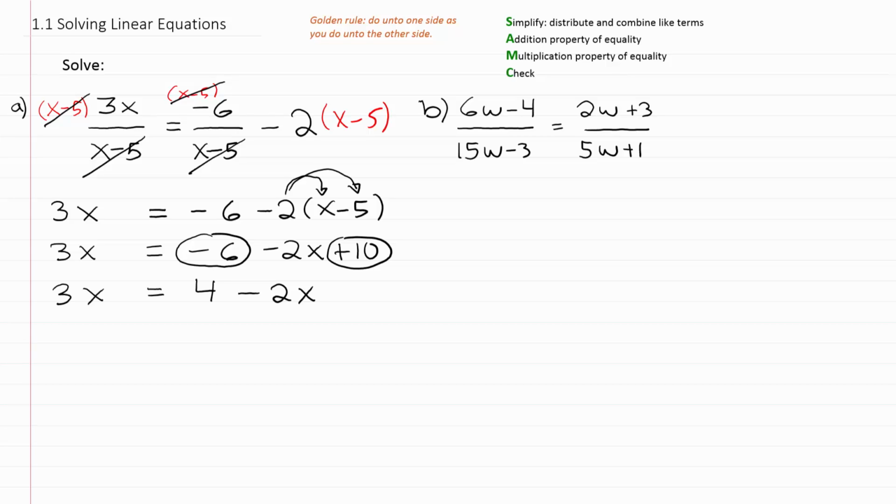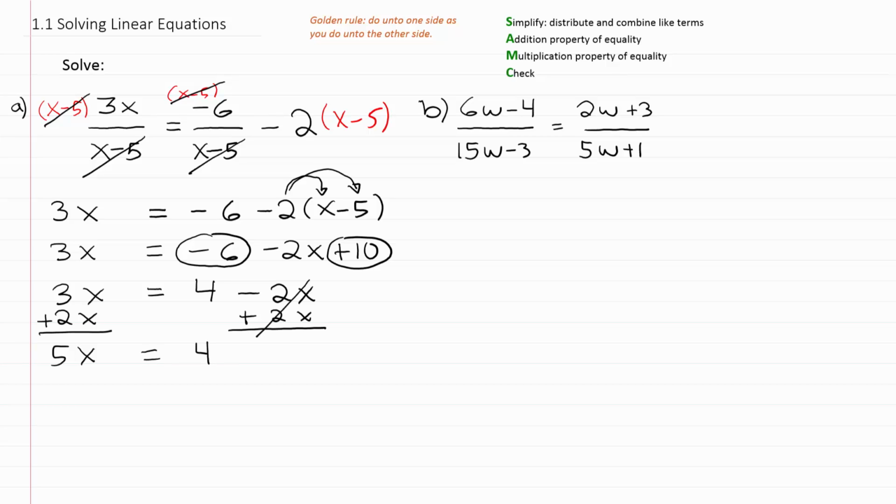And you'll have 3x on the left. Alright, from there we want to use the addition property of equality. We're going to try to get the x's together on one side of the equation, away from the other numbers preferably. So I'm going to add 2x to the right-hand side of the equation. That will cancel out on that side, but remember I have to do it to the other side. Whatever we do to one side, we do to the other. So I add 2x to 3x and I end up with 5x, and that is equal to 4.